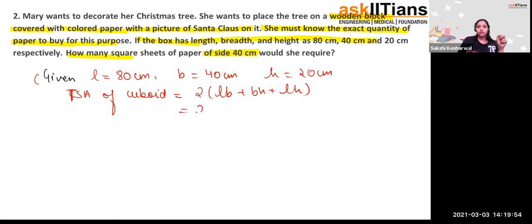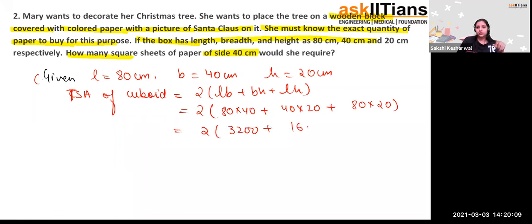Right. So it is what? 2 times LB is 80 into 40, plus BH is 40 into 20, and LH is 80 into 20, right? So this is equal to 2 into 3200 plus 800 plus 1600. So you just add it up: 30, 40, and 56. So this is 2 into 2800, which is 5600 centimeter square. That's the area that she has to cover.